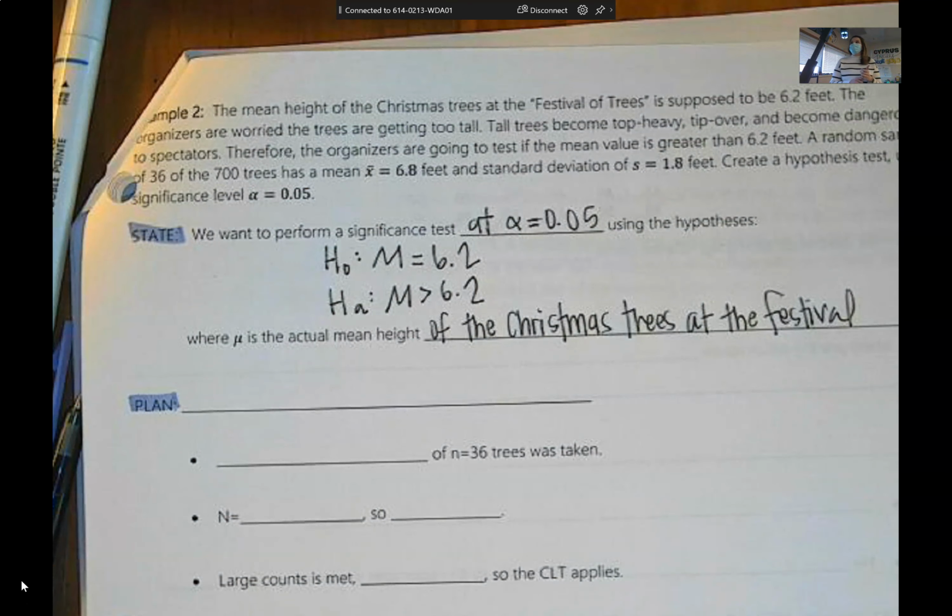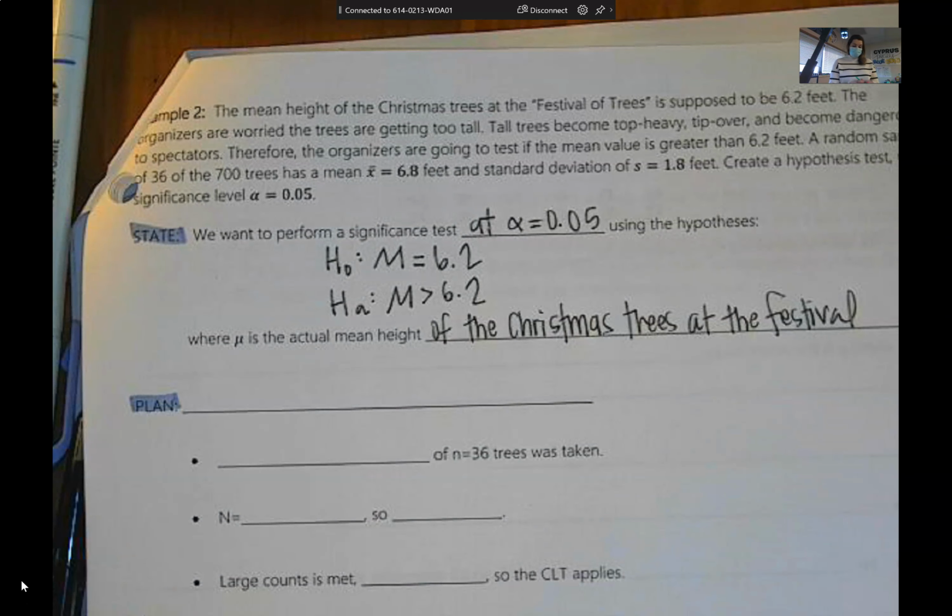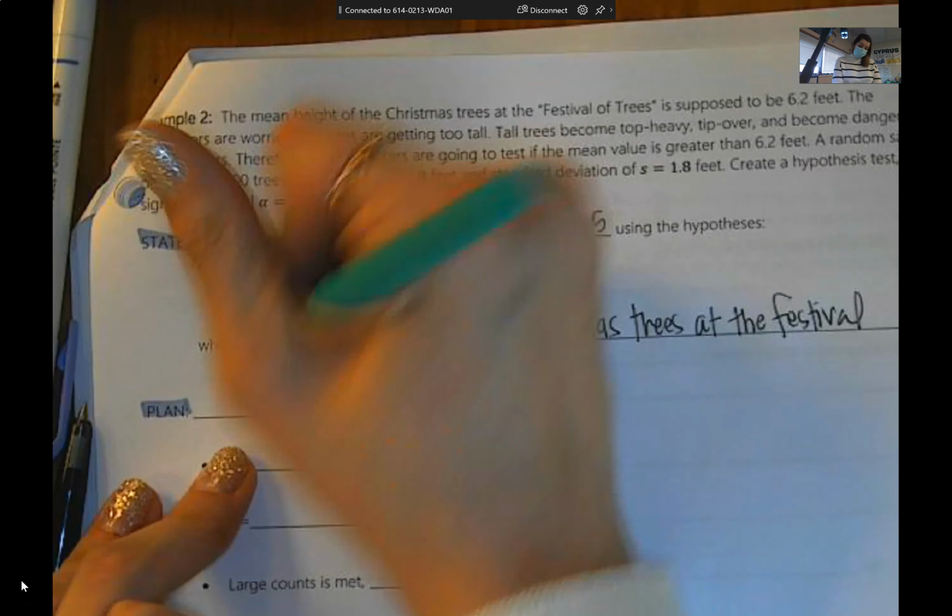So we have our test stated. What's our plan? A 1 sample t-test for mu. A 1 sample t-test for mu.